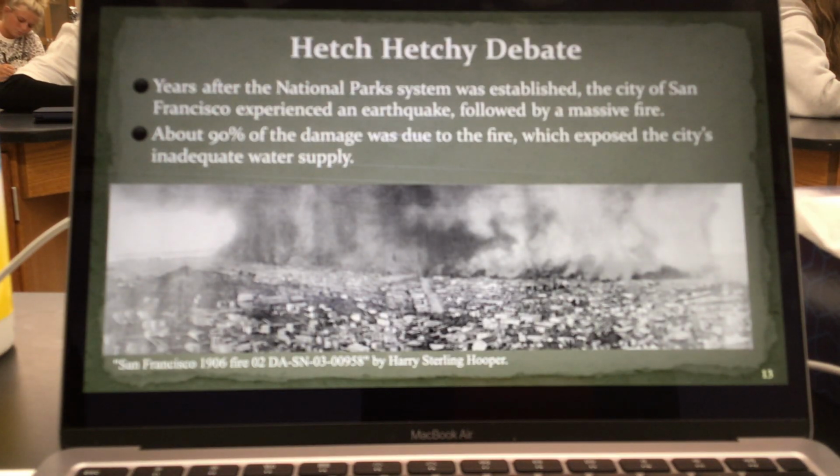All right, just to introduce this, as we get into this environmental ethics thing, we'll talk about the Hetch Hetchy debate that popped up back in San Francisco, 1906, right? So after these national parks were put into place, you had this idea of conservation. San Francisco had an earthquake that was followed by a fire that destroyed tons and tons of homes and property around there. And most of that damage was due to the fire.